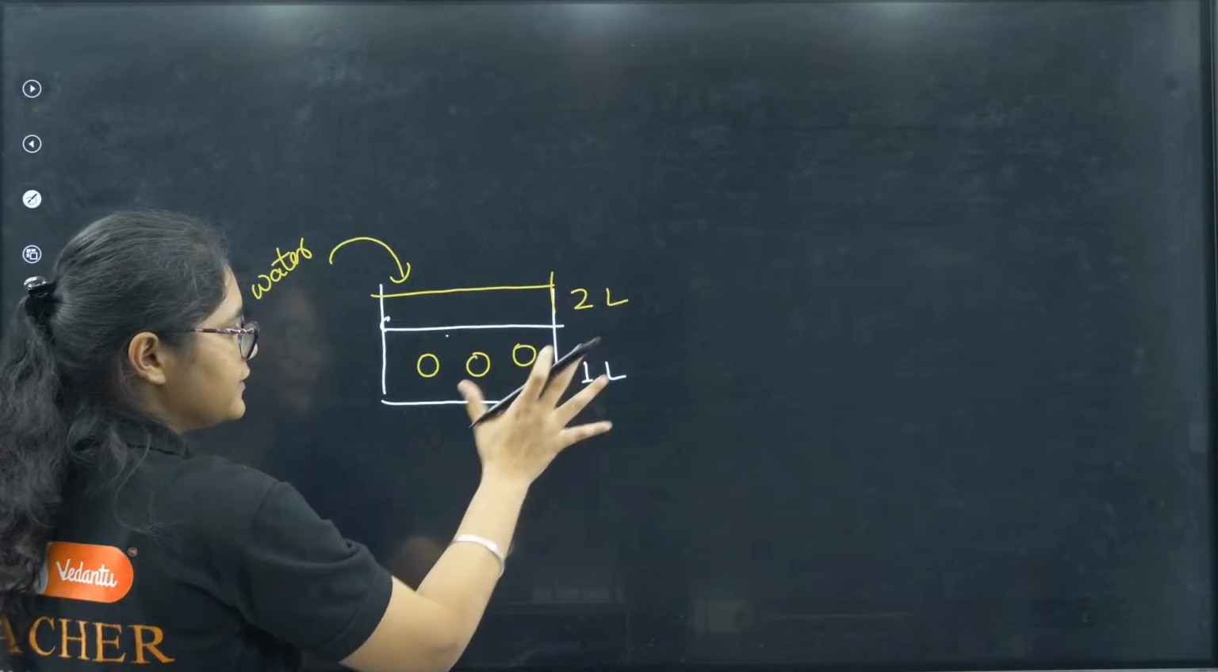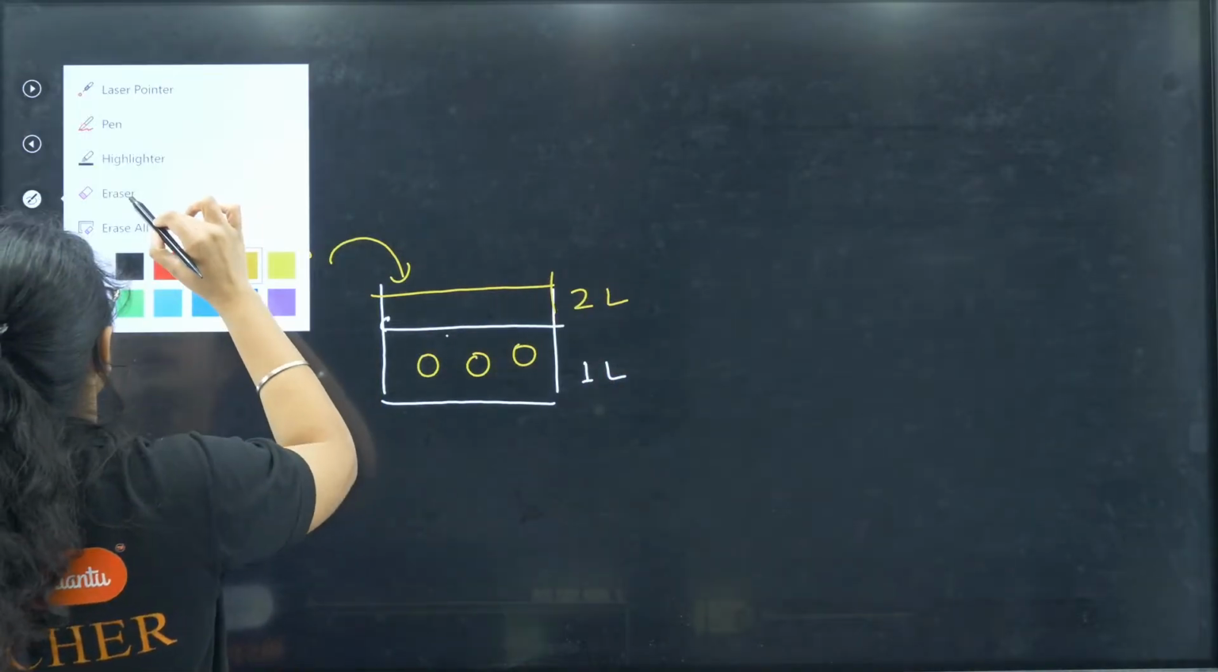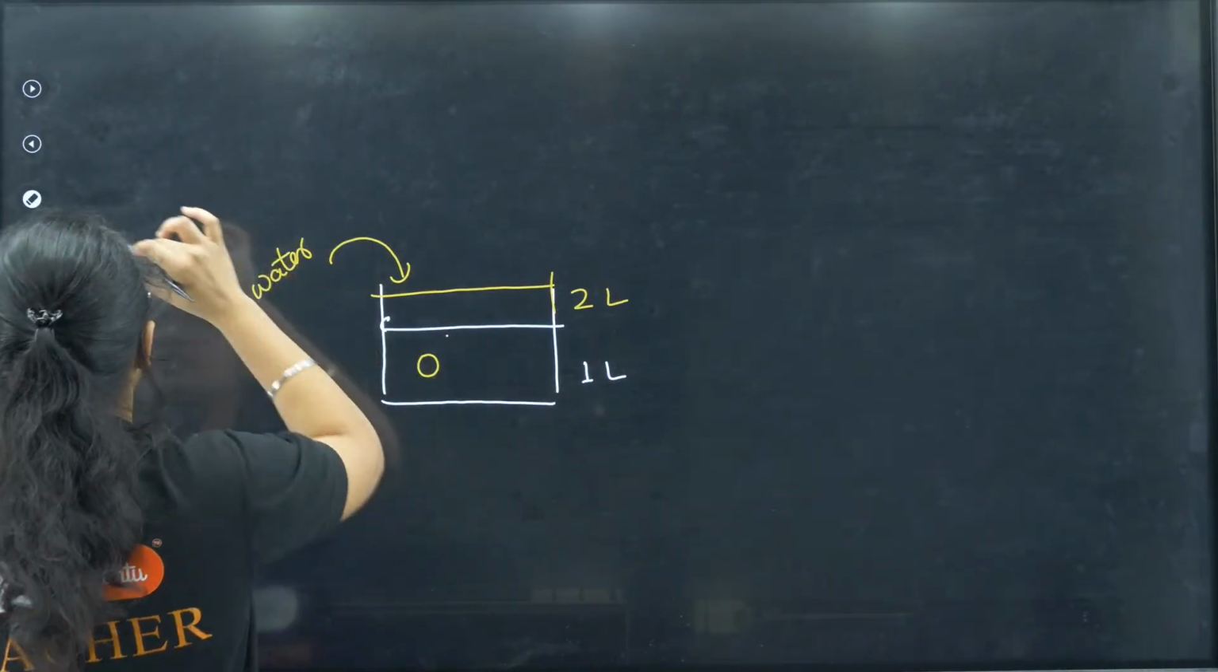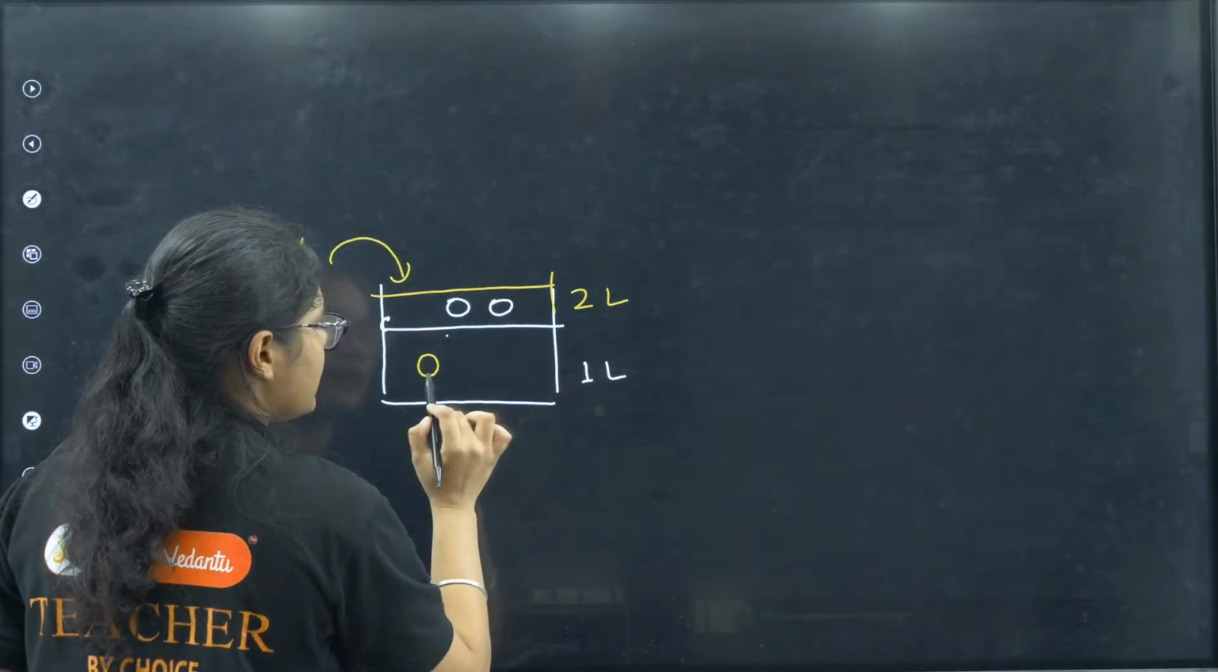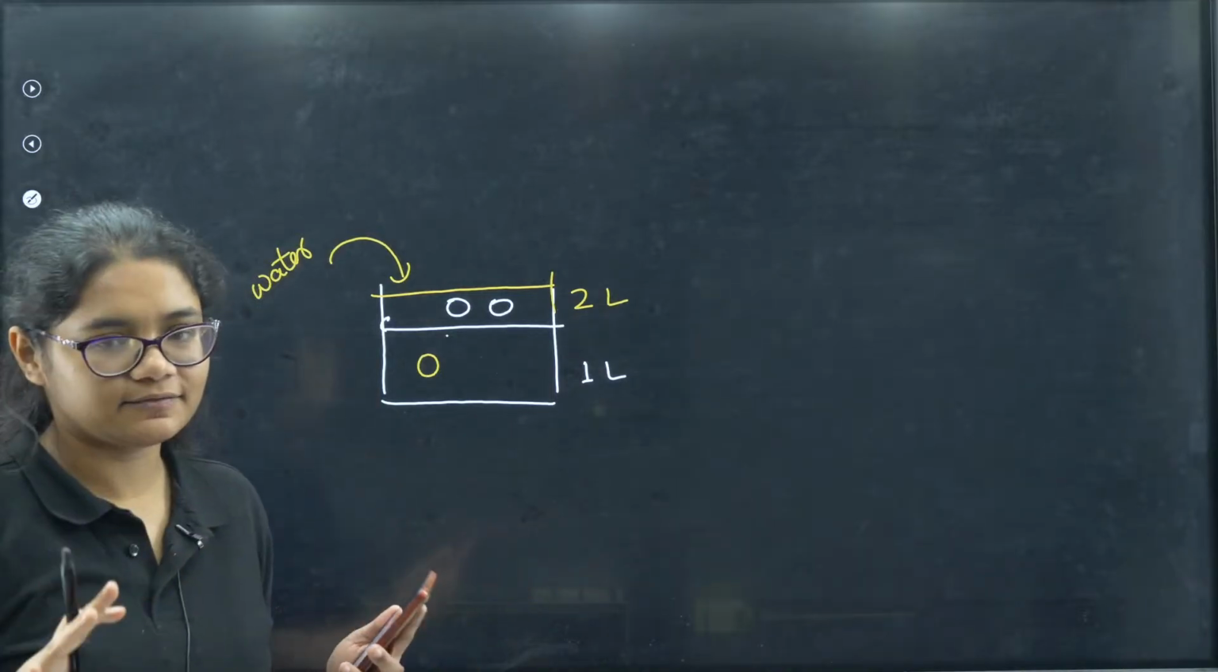So what will happen? These ions will move throughout the solution. So now what will happen? The total number of ions is still 3, right? Now suppose it became 2 here and 1 here. Okay, the number of ions have changed.